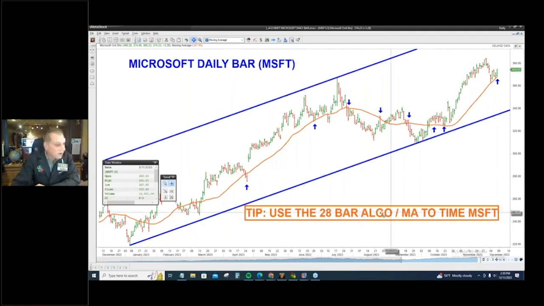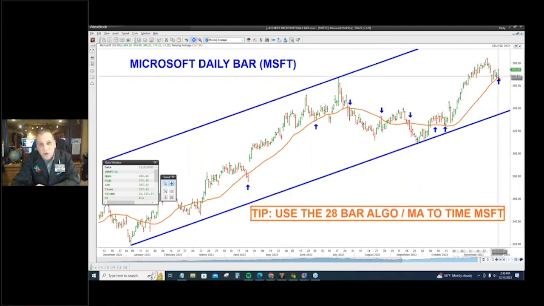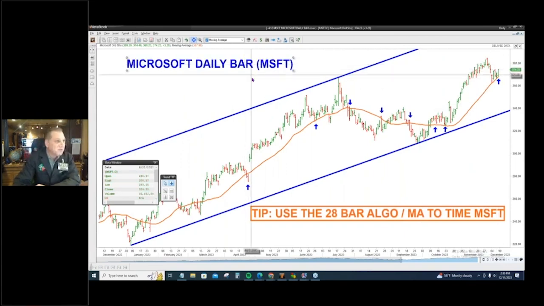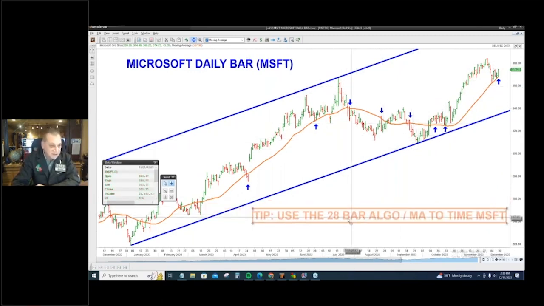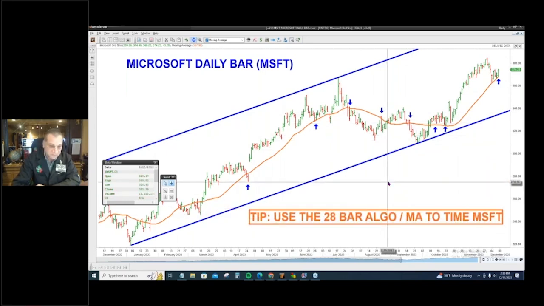So Microsoft, 28 bar algo, looking fantastic. Could be a bear flag here, but Microsoft's one of the magnificent seven, if you will. It's going up with the rest of the market. So I would just use that average to time buying or selling every time you see it. I hope that helps you. What else is out there?